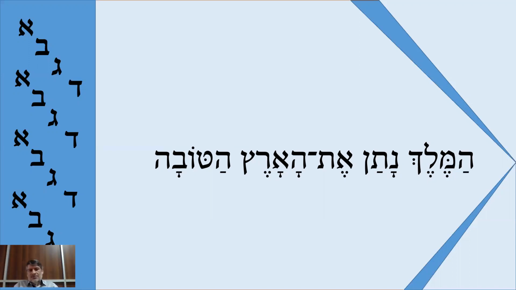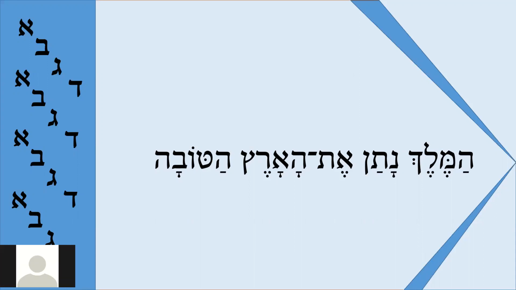Okay, this one is very simple. I think that nobody would have any problem translating this sentence. Hamelech Natan et haaretz hatova. The king gave the good land. Very well, very well. The king gave the good land.